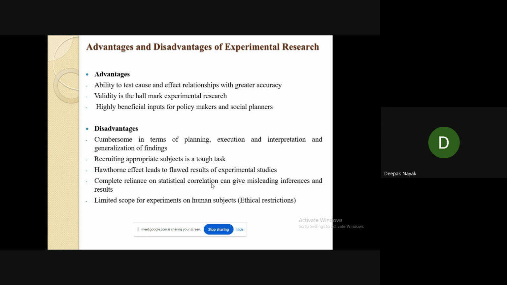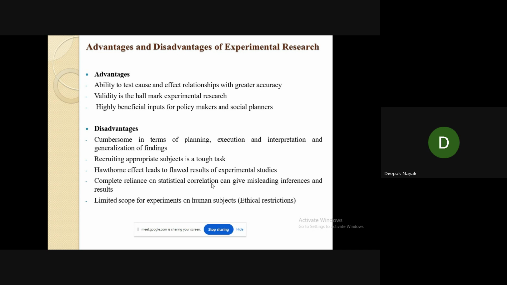Then validity is the hallmark of experimental research. Since all the things are done on a fixed procedure and standard guidelines upfront, there is nothing to deviate.